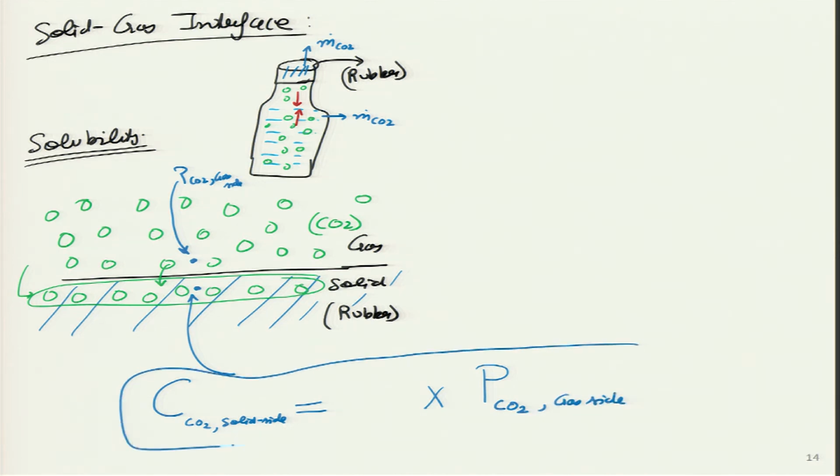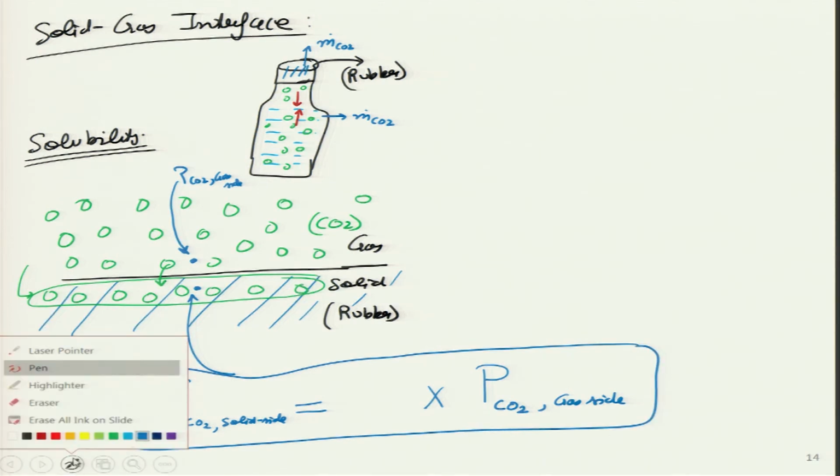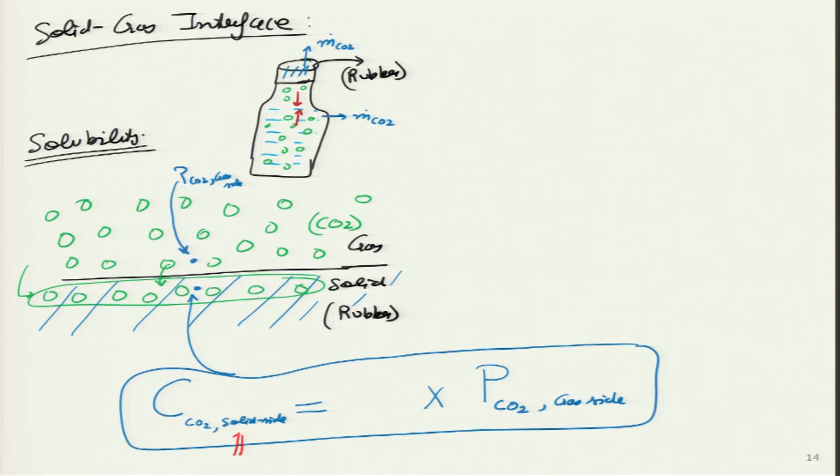So, the concentration of CO2, isn't it very interesting? So, concentration of CO2 on the solid side. So, we are talking about the solid side, this red dot. It is proportional to the pressure of CO2 on the gas side. This is the same as what we have seen earlier in Henry's law as well.